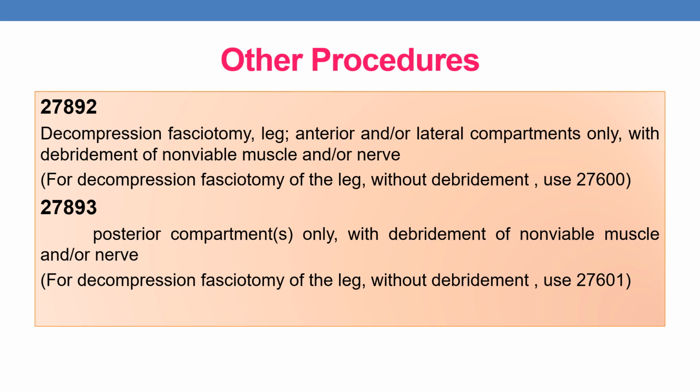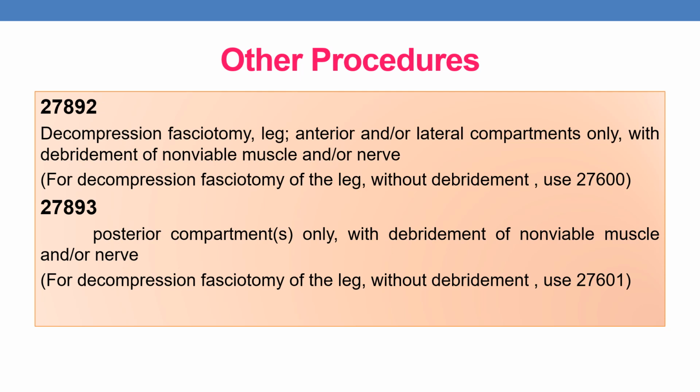Next, coming to other procedures, that is the final topic. 27892 is the first CPT. It deals with decompression fasciotomy leg, anterior and or lateral compartments only with the debridement of non-viable muscle or nerve. And for decompression fasciotomy of leg without debridement, you need to use 27600.